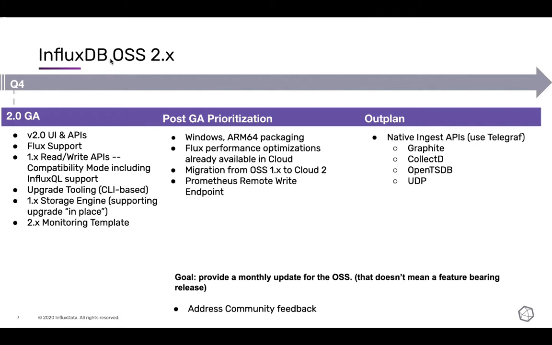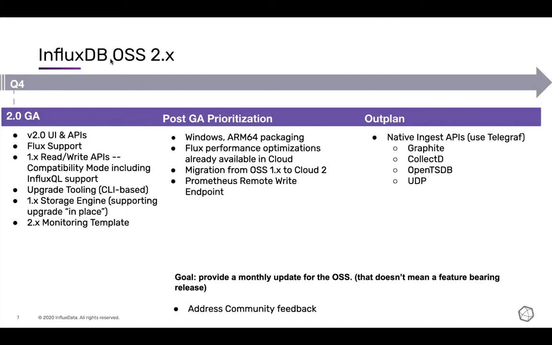Post-GA, we'll go through a prioritization process, again, for platforms like Windows and ARM64, and other things that we may have missed in terms of the initial delivery. We have already delivered a raft of Flux performance optimizations to our cloud instance. And we've achieved 10x performance, I would say, at the minimum for many of those Flux queries, and we'll continue to deliver those to the open source community as well.